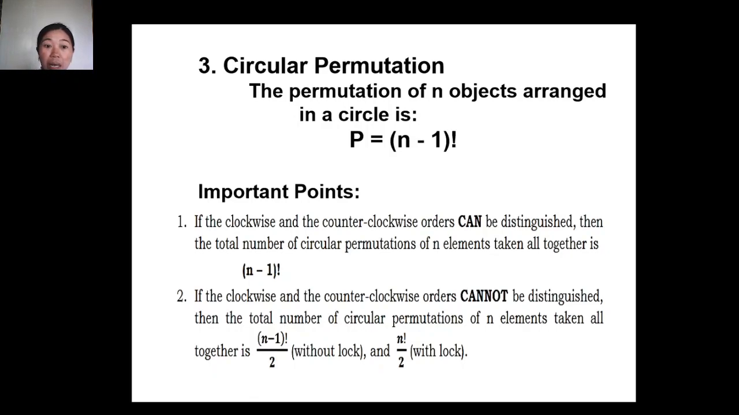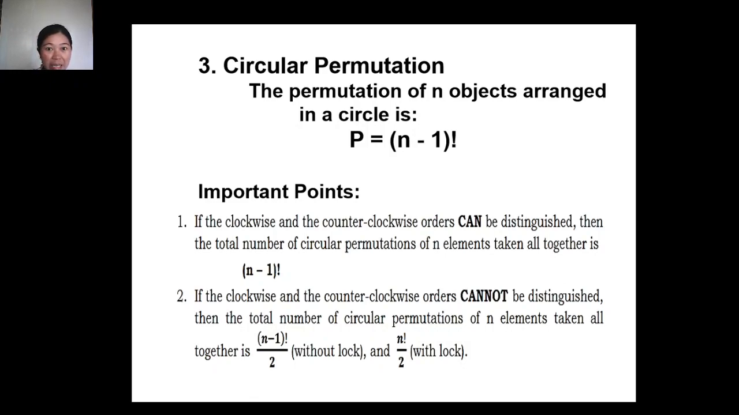Again, if clockwise and counterclockwise orders can be distinguished, we use the original formula for permutation, the quantity of n minus 1 factorial. But if clockwise and counterclockwise orders cannot be distinguished, and it is without lock, our formula is the quantity of n minus 1 factorial all over 2. But if it is with lock, the formula is n factorial over 2. So we have different formulas for circular permutations depending on the given situation.